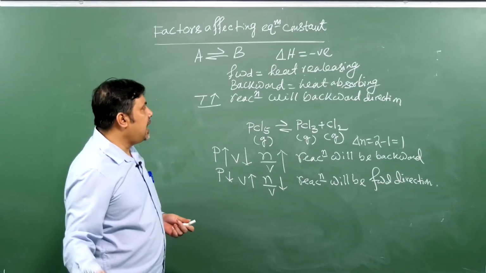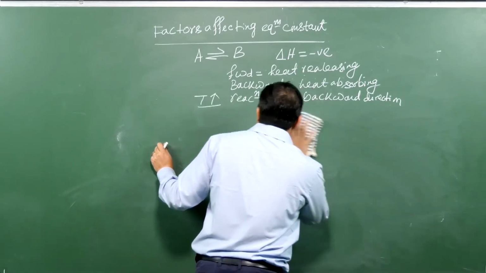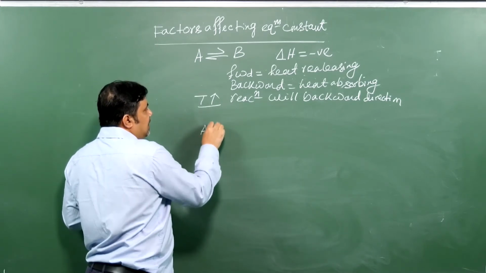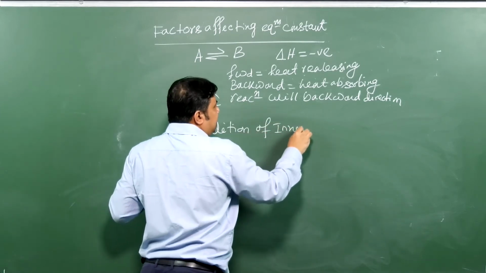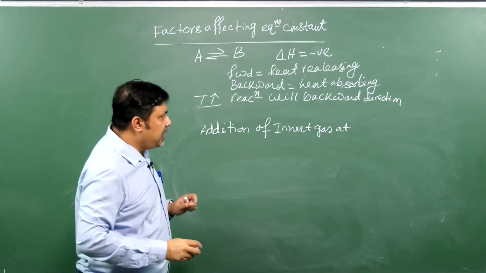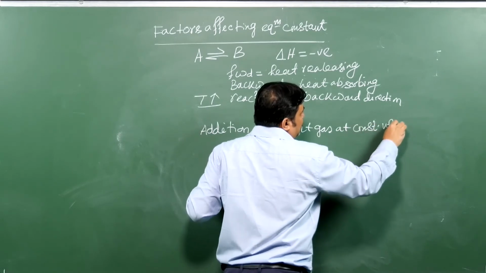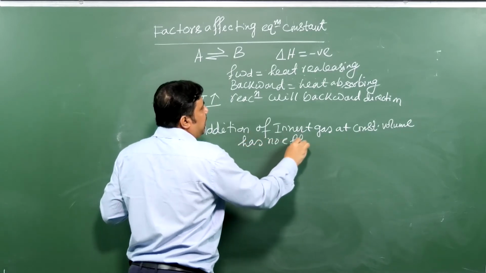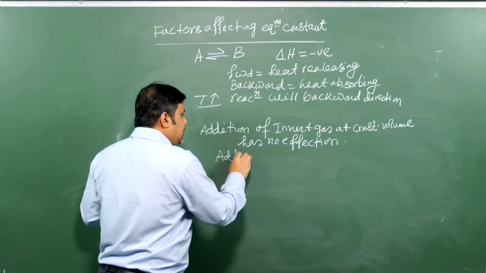And now the addition of inert gas at constant volume and at constant pressure. Addition of inert gas at constant volume has no effect. It has no effect on the equilibrium constant or the shifting of the reaction.